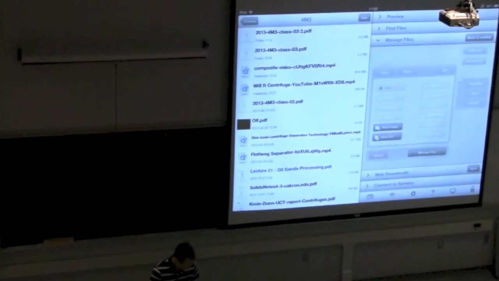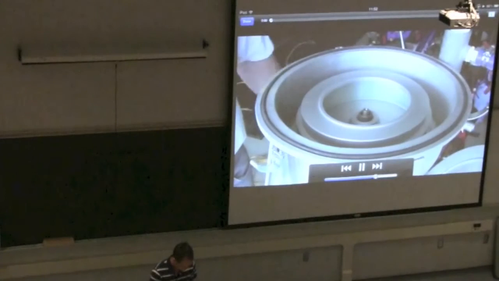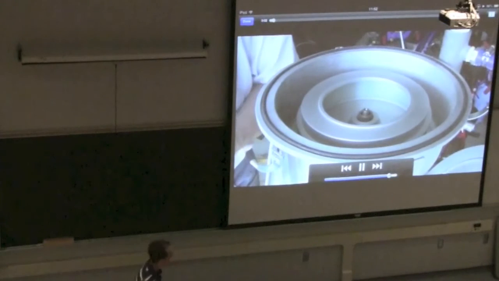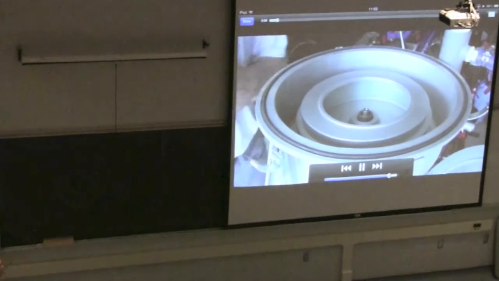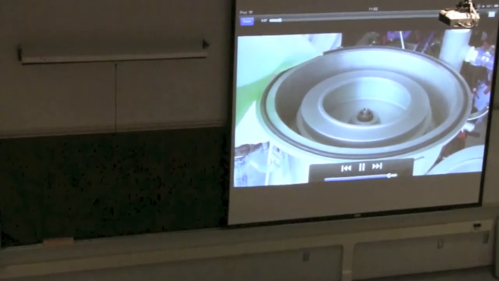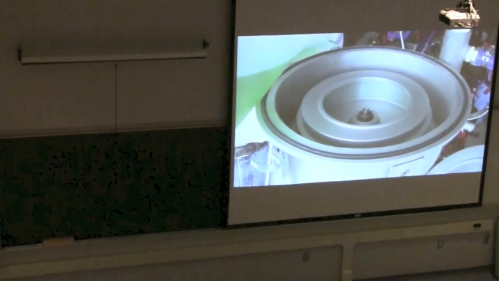Bring it up to 6,000 RPMs. And then I'm going to slowly start introducing this colored liquid. And you can see on the side what's going to happen.